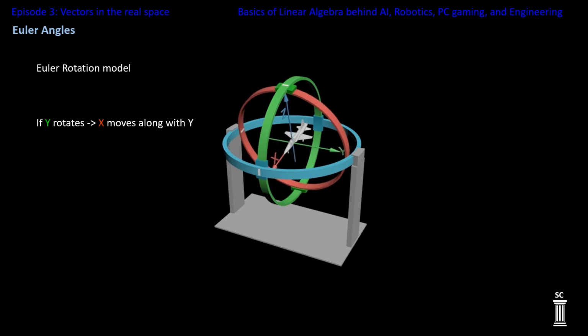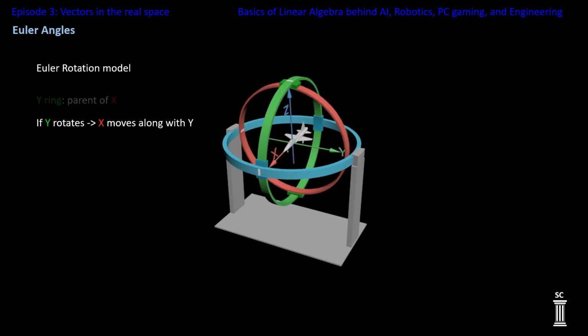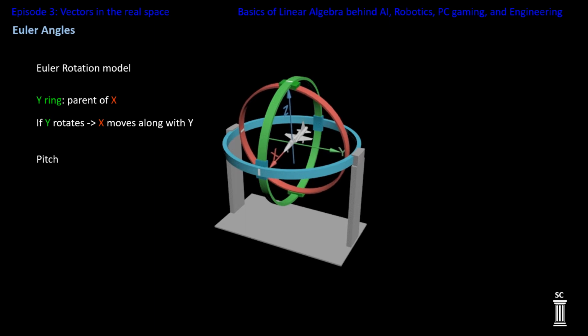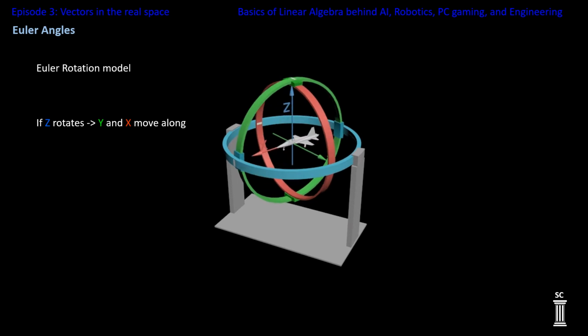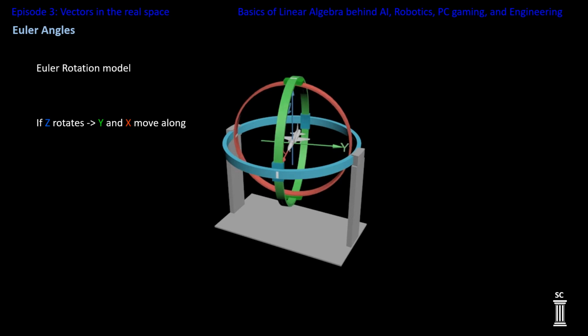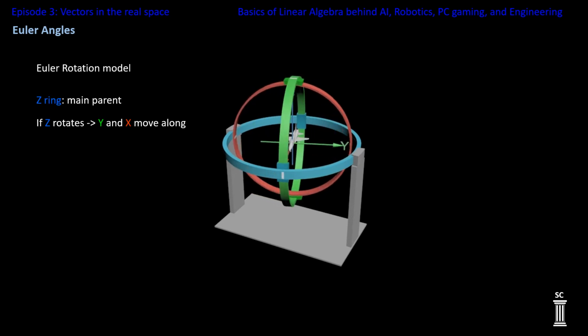When we rotate with the green Y ring, then the red X ring moves along with it. Therefore we call the green ring a parent of the red ring. This rotation is called pitch. When we rotate with the blue Z ring, then both other rings move along with it. That's why we call the Z ring the main parent. This rotation is called yaw.